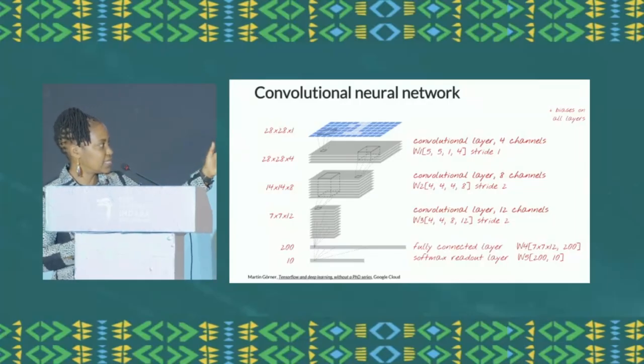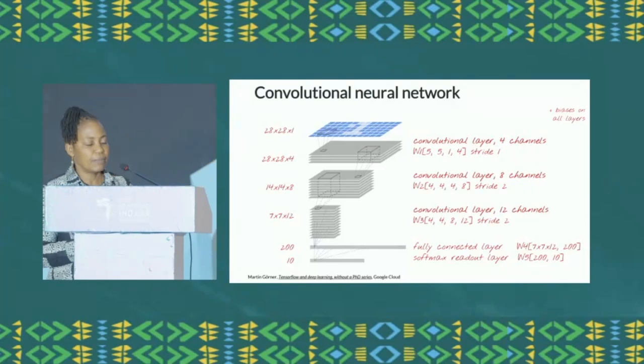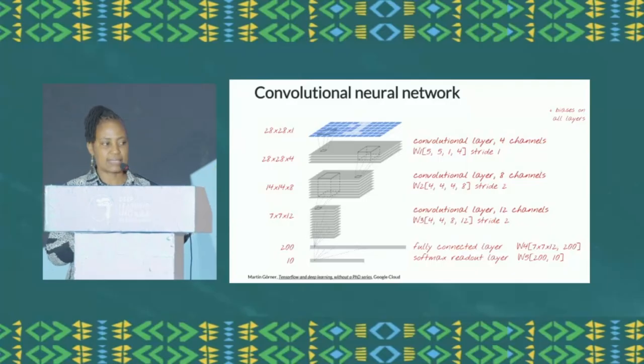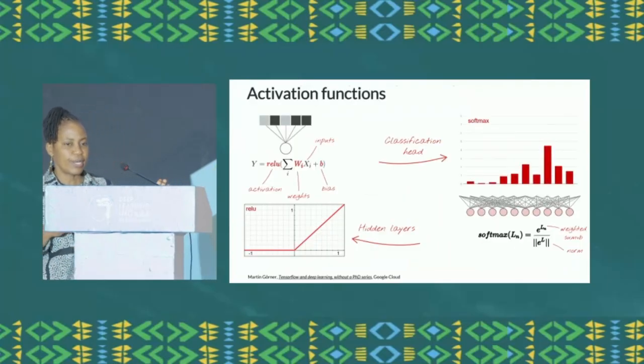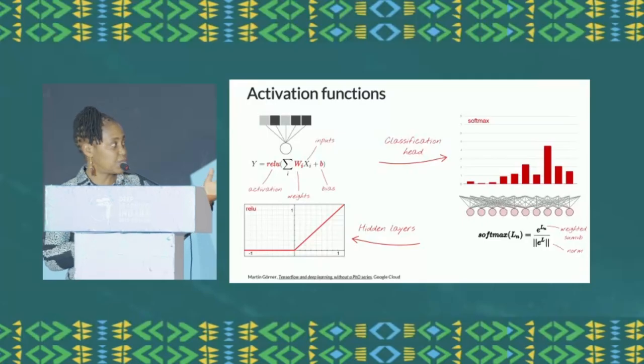And after the dense layer, you reach the softmax, which is another activation function that classifies the input image into 10 classes. So normally we have the 2 activation functions, the rectified linear unit activation function and the softmax.